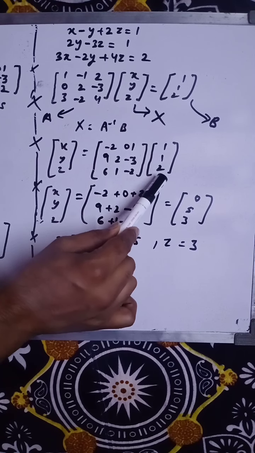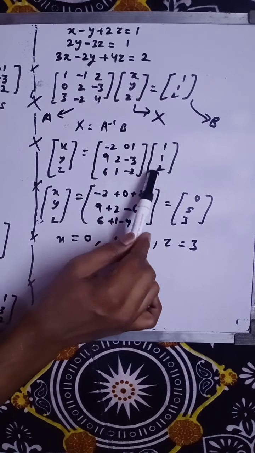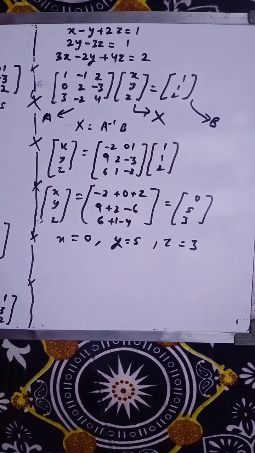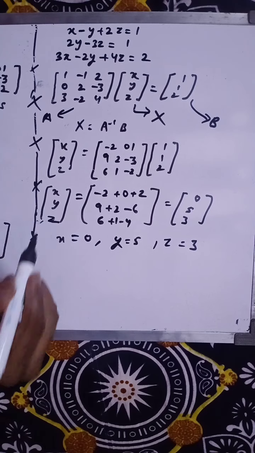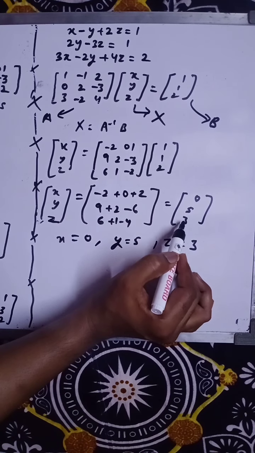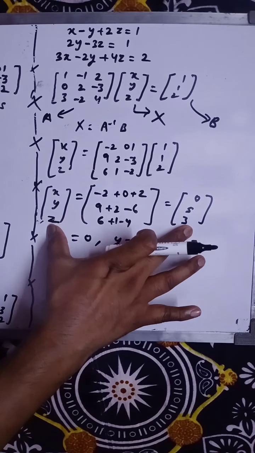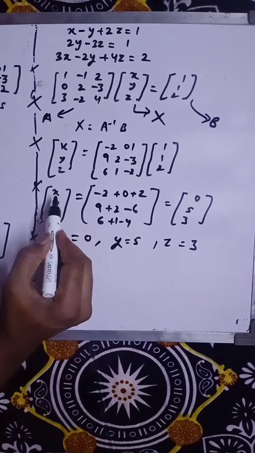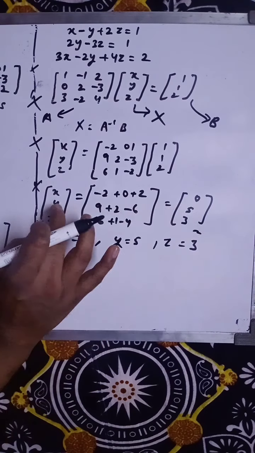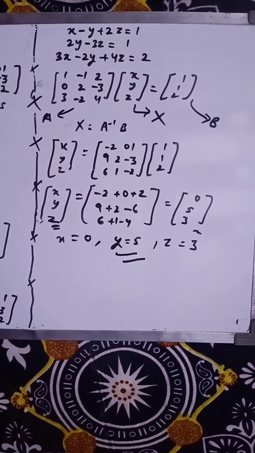This is the B matrix. Now you have to find the product of these two matrices. The product is this, and the same matrix you have to copy here, this X matrix. When you calculate, you will get 0, 5, 3. After comparing these two matrices, you will get that x is equal to 0, y is equal to 5, and z is equal to 3. This is how you can find it.